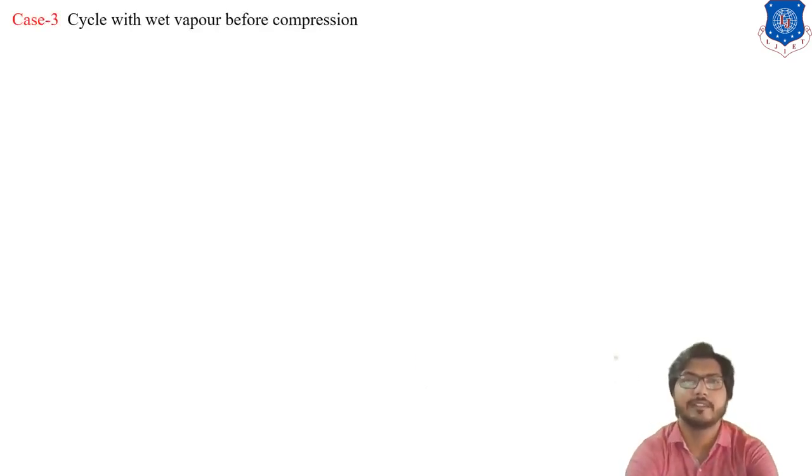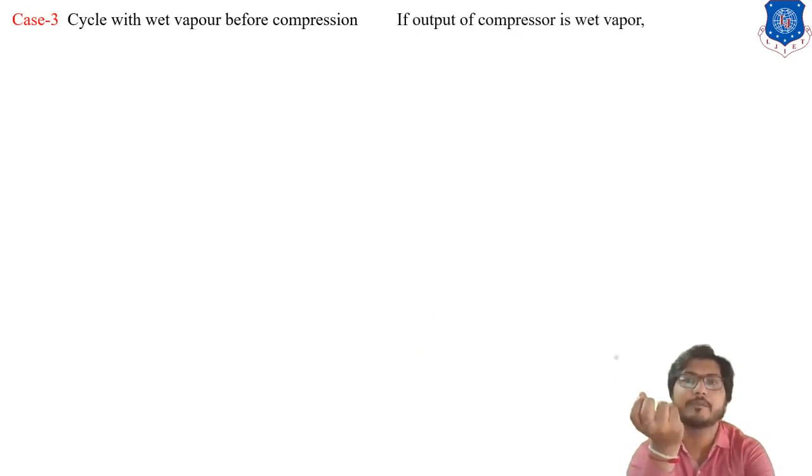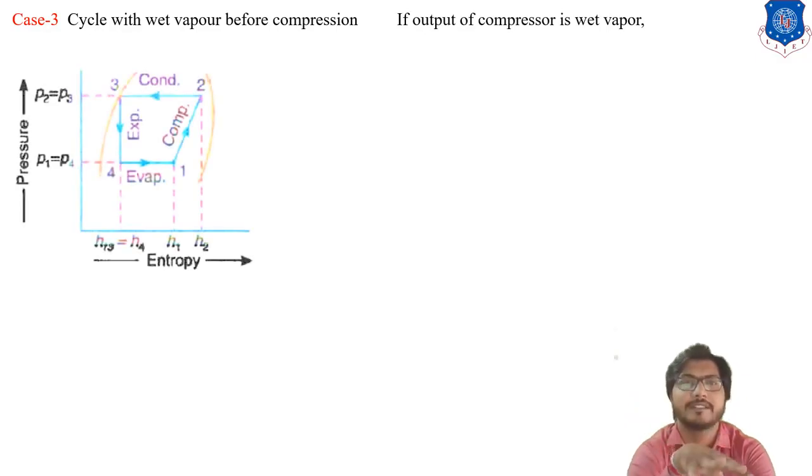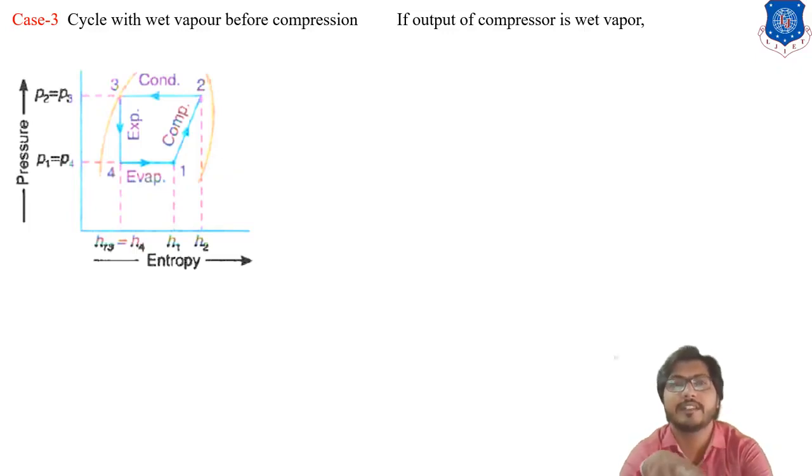Next is the cycle with wet vapor before compression. Cycle with wet vapor before compression means the point 1 condition. Point 1 lies inside the dome, and if point 1 lies inside, it is sure that point 2 also lies inside the dome. So it is very tough to calculate, because here the enthalpy of point 1 and point 2 both have to be calculated. Point 3 is on the dome, so it is already given, but points 2 and 1 are inside the dome. That's why we use the formula for the calculation of 2 and 1.